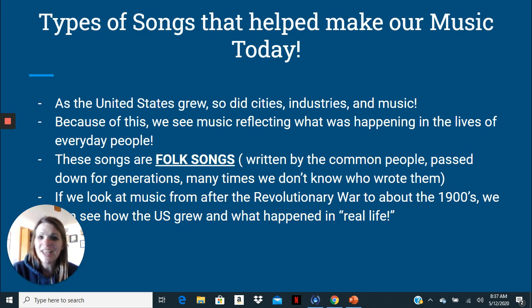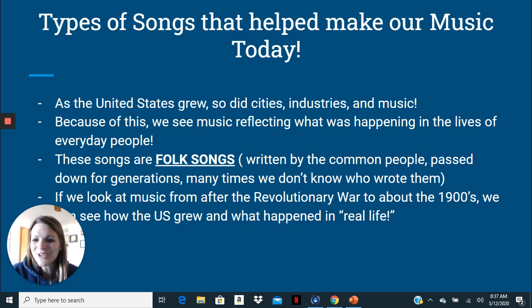For this week, we're going to talk, like I said, about music after the Revolutionary War and how that shaped our music today. So some things to think about. As the United States grew, so did our cities, our industries, and our music. We talked about that last week. And because of this, we see music reflecting what was happening in the lives of everyday people.